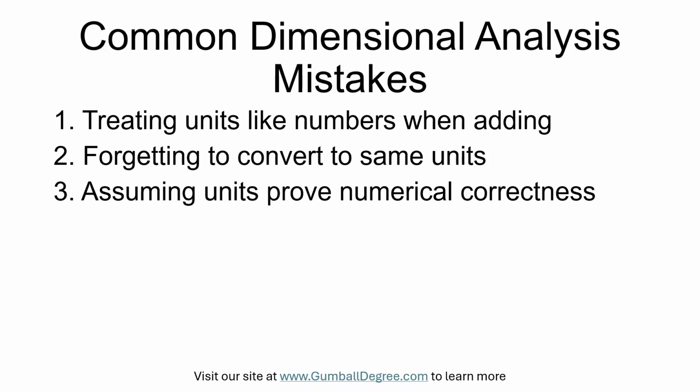Common mistakes are treating units like numbers when adding or subtracting, which leads to nonsense results. So always check that only like units are combined. Another mistake is forgetting to convert units to the same system before checking, so convert everything to the same base units first. A third mistake is assuming dimensional consistency proves numerical correctness. But it only checks units, so also verify coefficients and factors by calculation or experiment.